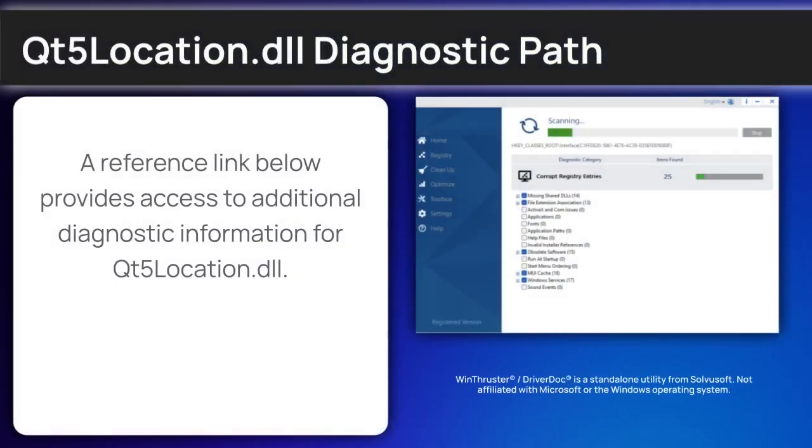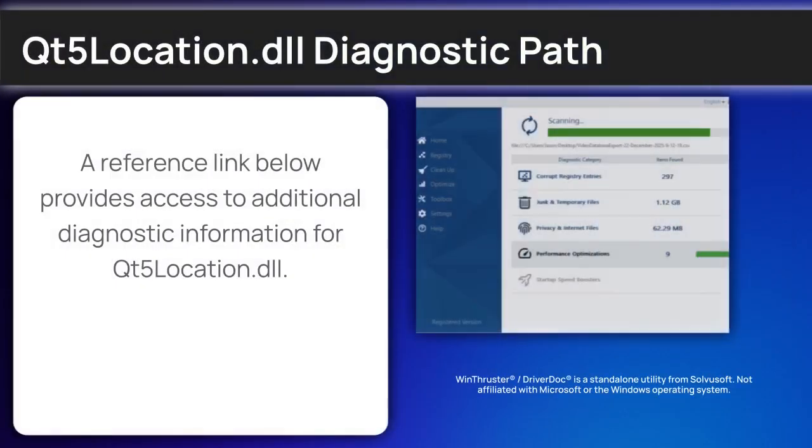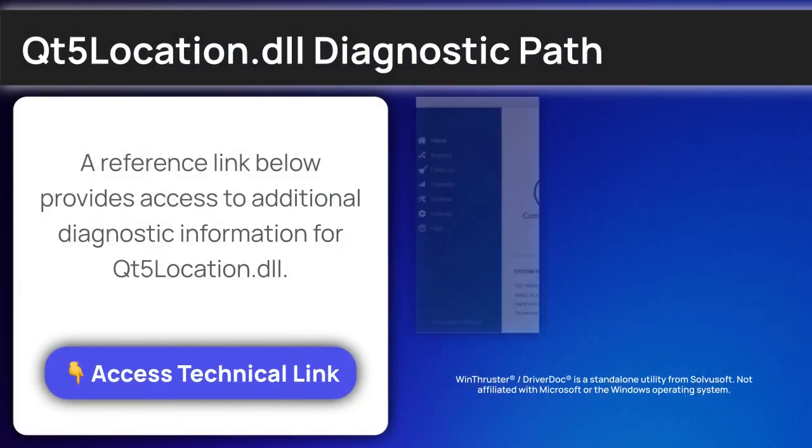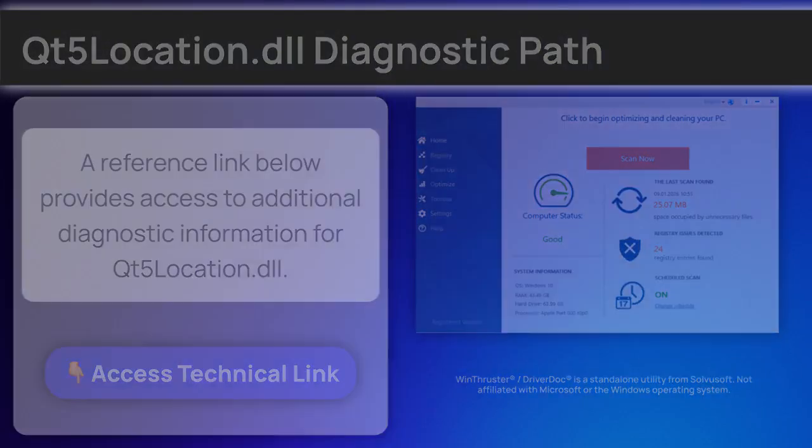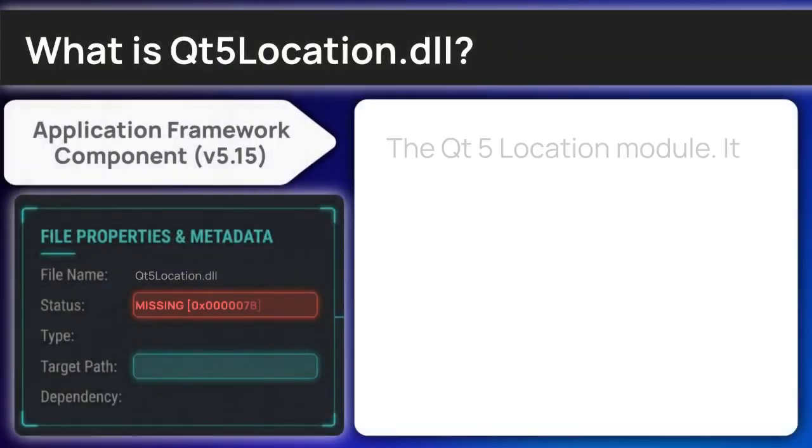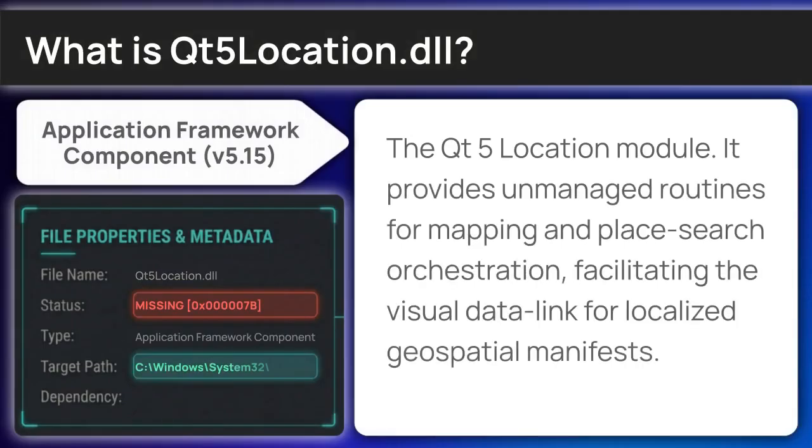To kick off the Qt5Location guide, I've provided an official resource for maintaining a healthy and synchronized workstation. This is the Qt5Location module. It provides unmanaged routines for mapping and place search orchestration, facilitating the visual data link for localized geospatial manifests.